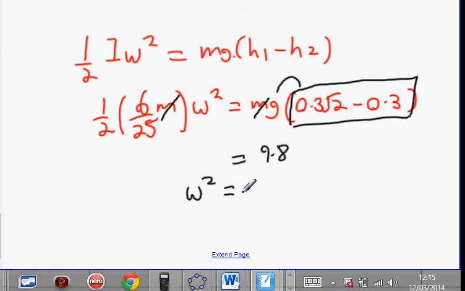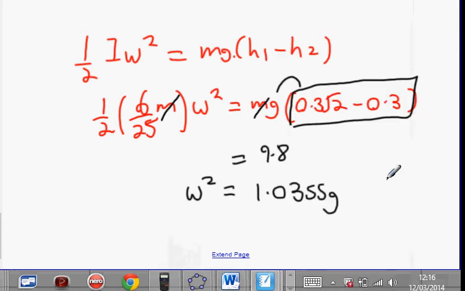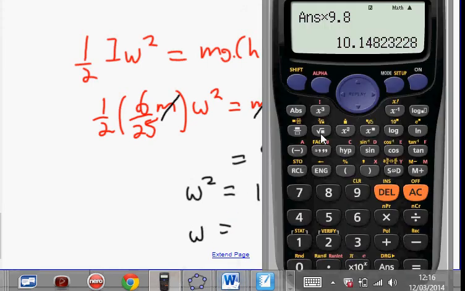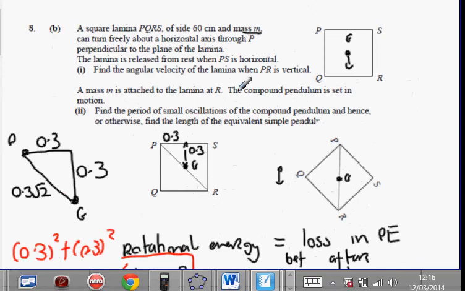So omega squared equals 1.0355 g, or if we were to multiply by 9.8, what we'd have there is 10.15, okay? We're going to square root this, so omega is the square root of our answer, and what we get there is 3.19 rounded off. So the angular velocity is 3.19 radians per second. Okay, and that's what we're asked to find. We're asked to find mass m, find the angular velocity, done.